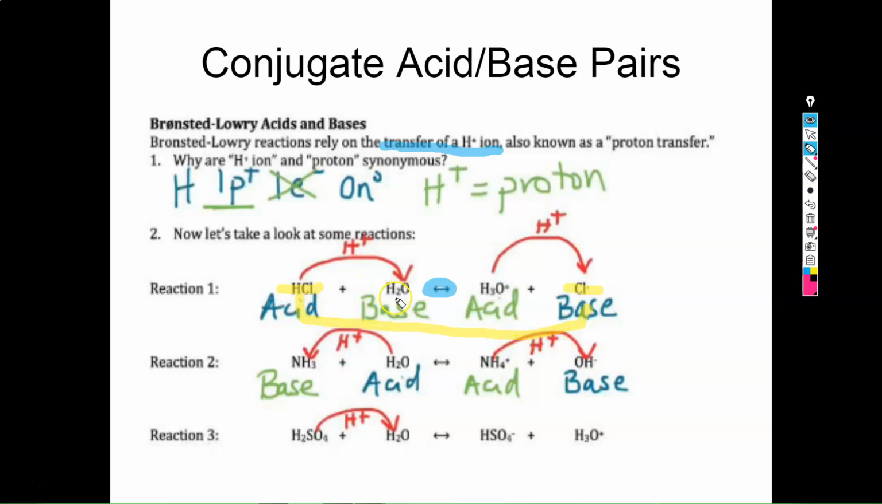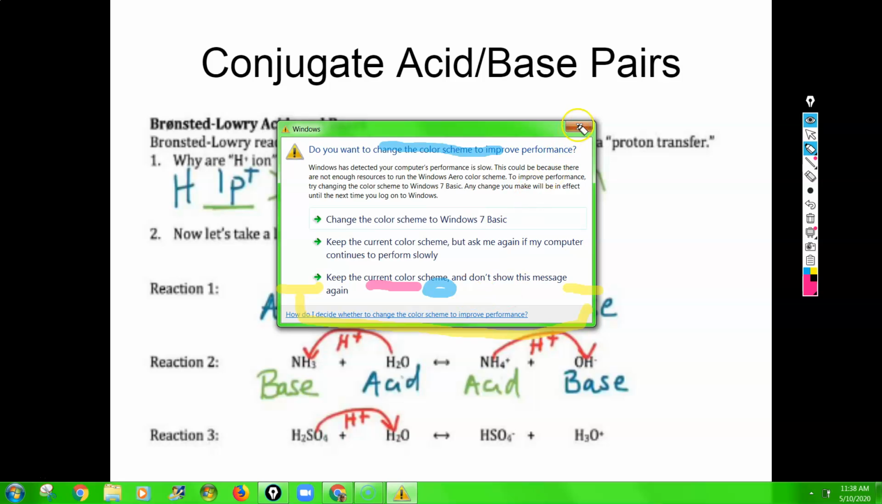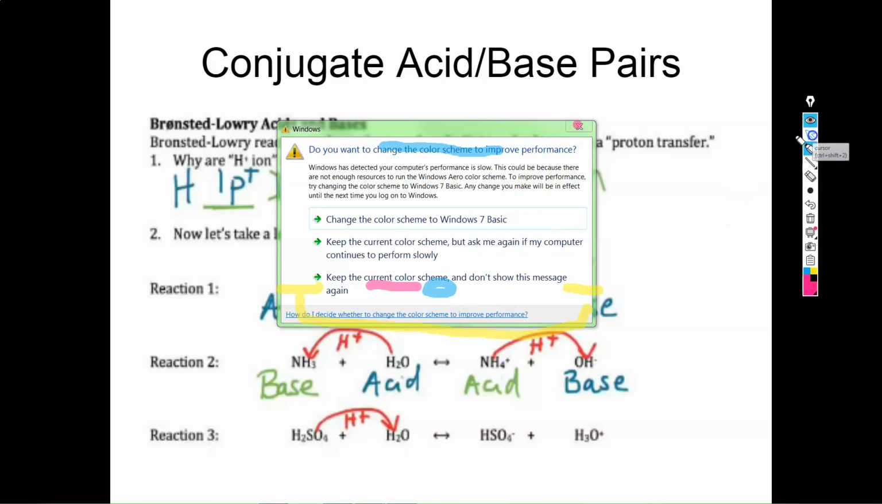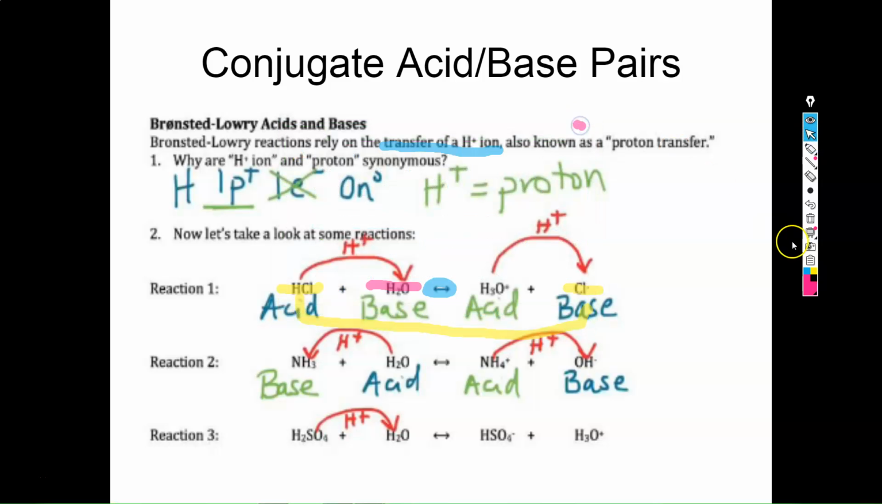So in this case, water was acting as the base because water is more basic than hydrochloric acid. So water is receiving the hydrogen. So water receives the hydrogen, and then water becomes an acid because it has more hydrogen.